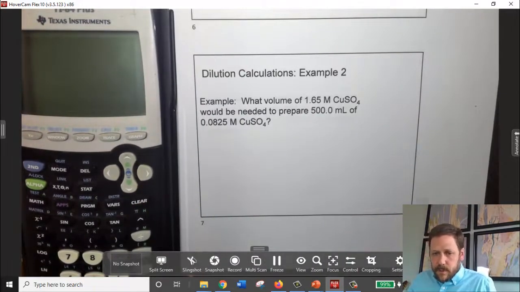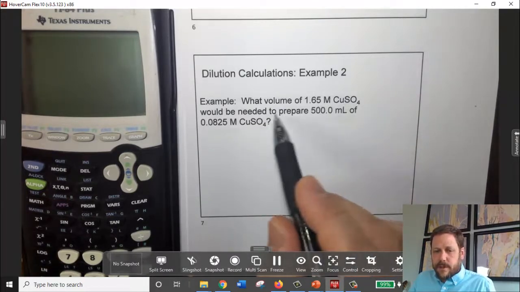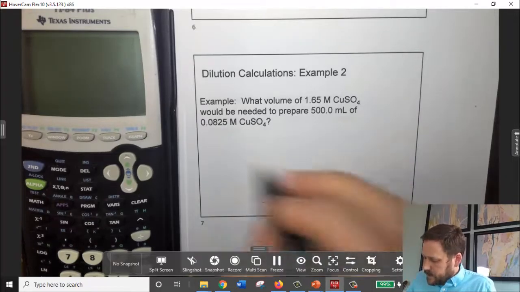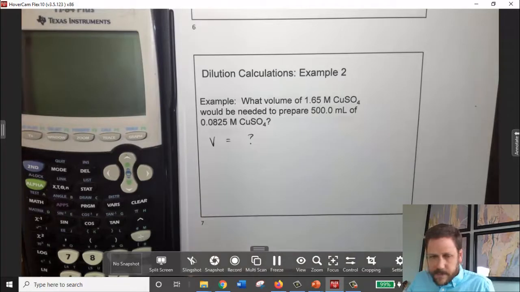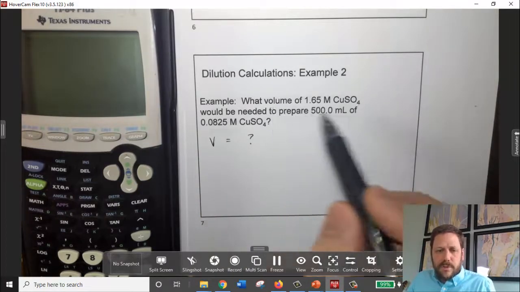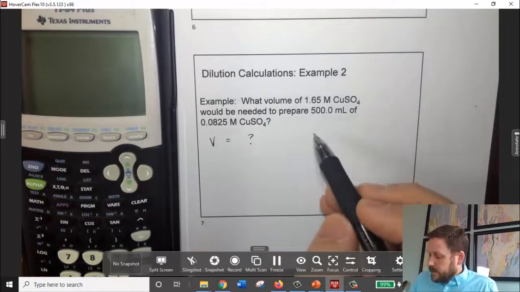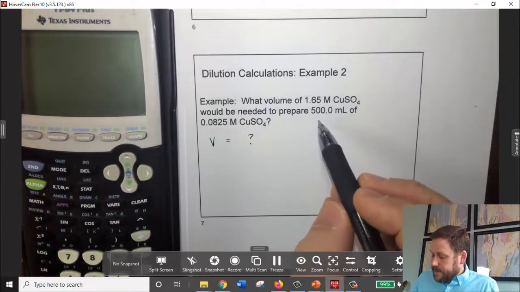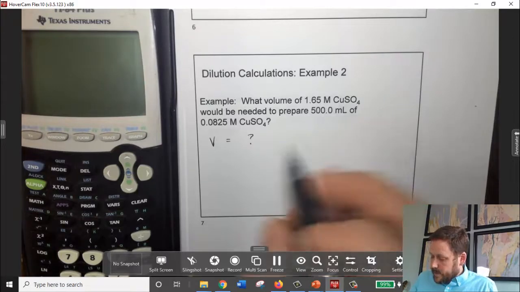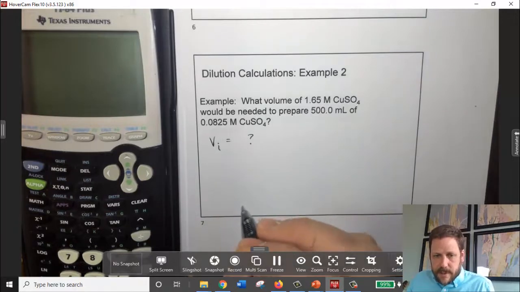Here's example number 2. What volume of 1.65 molar copper(II) sulfate would be needed to prepare 500 mL of this more dilute concentration? It's asking me for a volume is the first thing I'm going to make note of. Is it asking me for initial or final volume? Well, what volume is needed to prepare a greater volume? Remember, the second volume will always be greater, and the initial concentration will always be greater. So here we're asking for initial volume. And this is a pretty common problem. How much of that stock solution do I need?